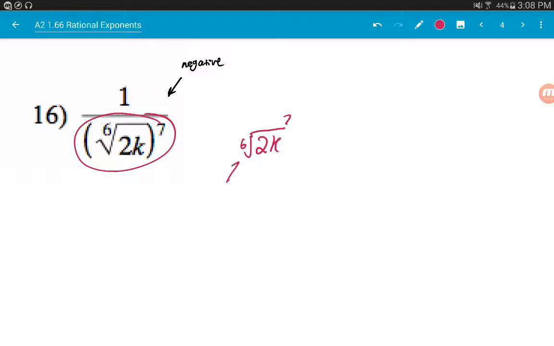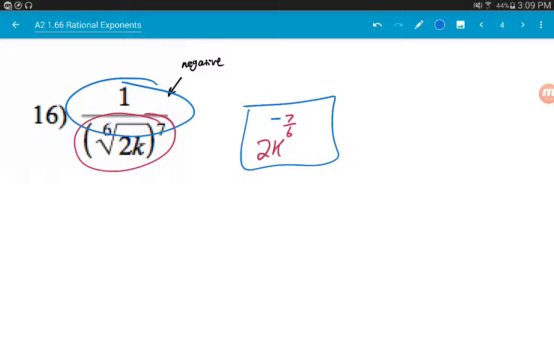That means that this right here is going to be the denominator, and this right here is going to be the numerator. It's going to go on top. So let's rewrite this. I've got 2k to the 7/6 power, and then this guy here, the 1 over, that's going to make it negative. And that's my final answer. Let's do one or two from the back.